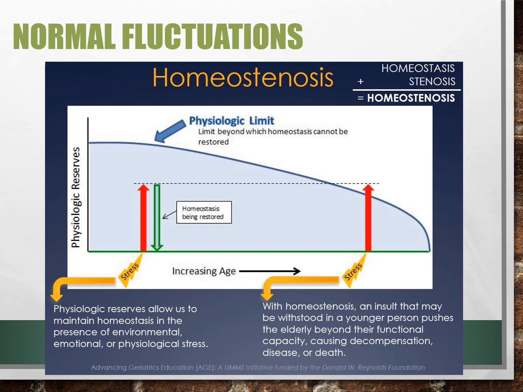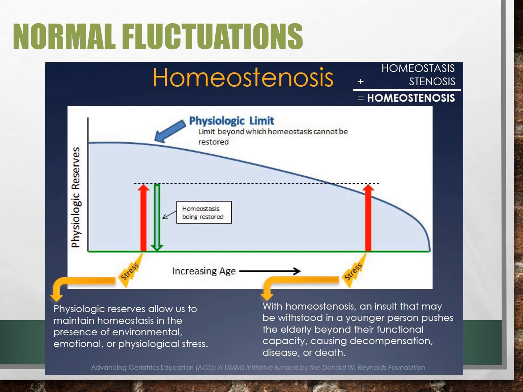This image just indicates normal fluctuations in the body. So here you can see that as a physiological situation occurs in the body that is beyond normal, that negative feedback loop or positive feedback loop is initiated.